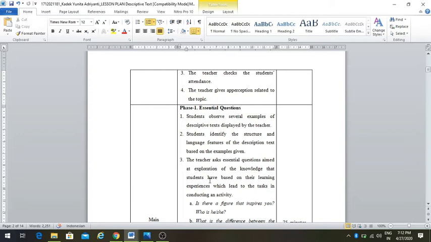Students identify the structure and language features of the descriptive text based on the examples given. So the teacher will not directly explain about the definition of descriptive text or the language features and the structure, but to check their understanding, the teacher lets them ask a question about what they don't understand from the example that is already given, and then the teacher will ask the other students to answer their friend's question. For example, one student maybe doesn't understand about the structure of descriptive text, so the teacher will ask the other students to explain based on their understanding.